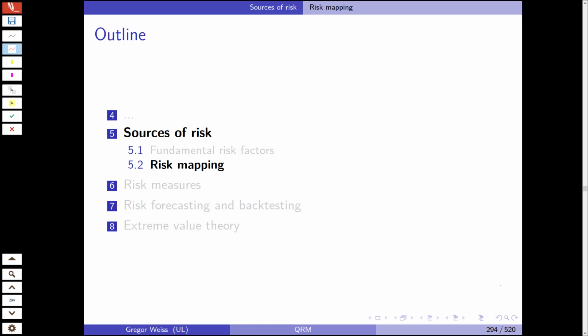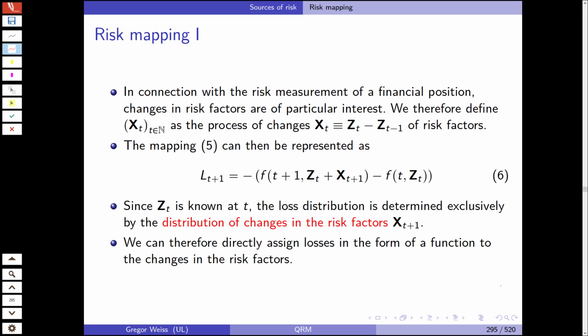Let's now turn to risk mapping, with some examples. We've seen risk factors together with time t forming a function, which is called risk mapping, and this will translate into financial losses. In fact, we can simply look at the changes in the risk factors. We know zt minus 1 is observable, since we are now at t minus 1. The future value of the risk factors is not known. So because this is known, we can simply look at the changes in the risk factors.